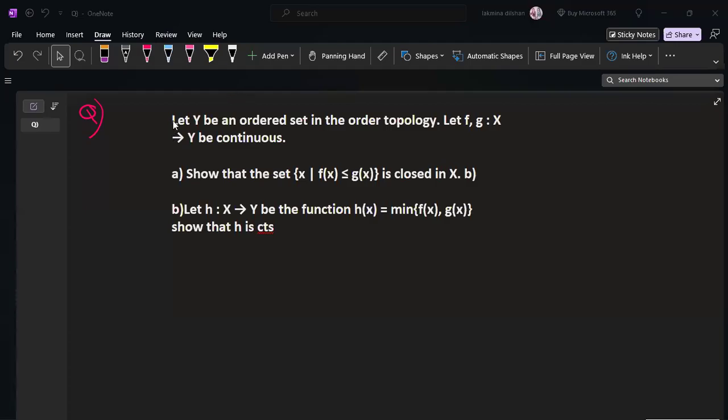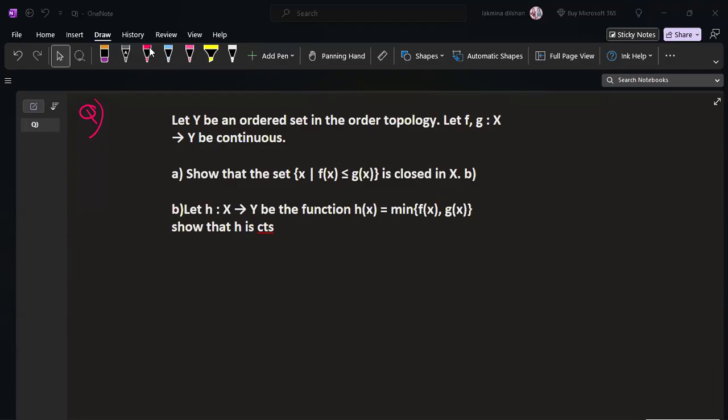Okay, this is the question that we are going to work today. This question is from general topology. In part A, we have to prove that the given set is closed, and in part B, we have to find a continuous function which satisfies this certain condition.